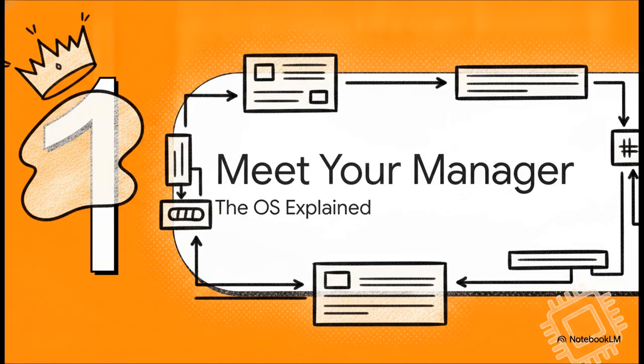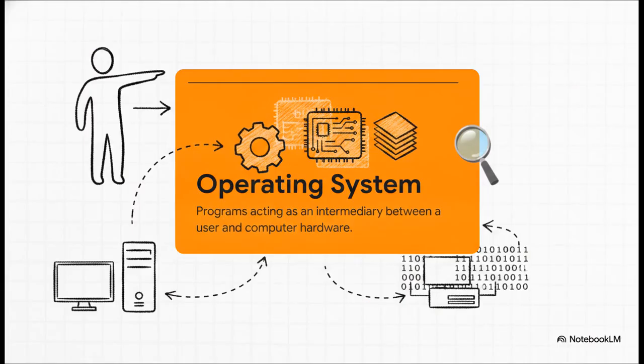All right, Section 1, meet your device's manager. So, at its core, an operating system, or OS, is the ultimate intermediary. It's a massive, complex collection of system programs standing right between you and the raw hardware. Think of it like a highly skilled simultaneous translator at the United Nations. Without it, you'd be forced to speak directly to the machine in pure binary code, manually manipulating memory registers just to get a single letter to show up on your screen.